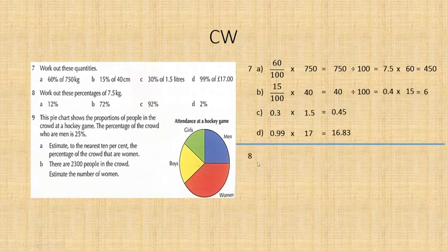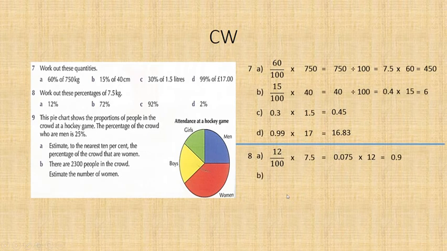Question number 8 here is saying work out these percentages of 7.5 kilograms. So I need to calculate 12% of 7.5 kilograms. So 12%, it means 12 over 100 times 7.5. So here 7.5 divided by 100 is going to be equal to 0.075. And multiply that by 12, so it's going to be equal to 0.9 kilograms.